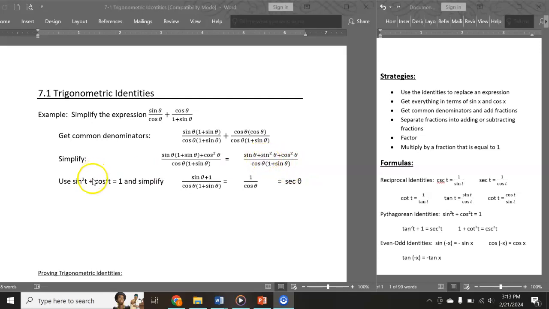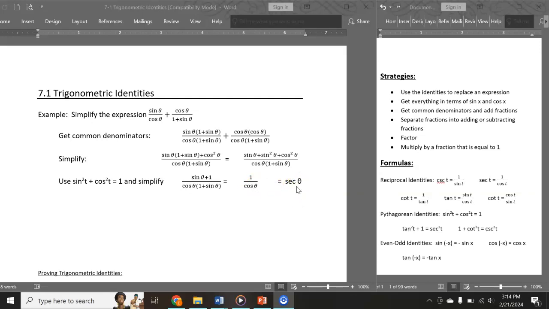Then I recognized sine squared plus cosine squared as a Pythagorean identity. So I replaced it with 1. So I had sine theta plus 1 on the top. Last, I reduced this to get 1 over cosine theta, and 1 over cosine is equal to secant.